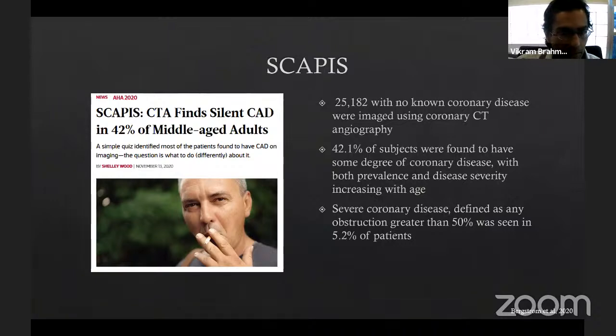And even in asymptomatic folks, we were able to find 5.2% had severe disease as defined by obstructions greater than 50%. So I'm not advocating that we do contrast CT in everybody, but it is important that we really work harder to identify patients who do have coronary disease and treat them earlier. And whether we can get away with just doing a calcium score is also something to think about, and how to marry that with functional testing.